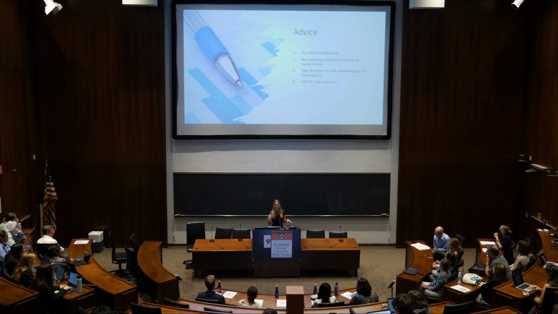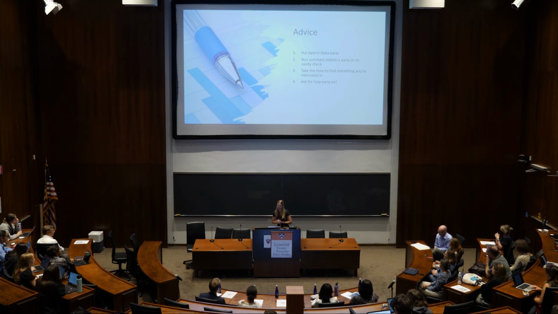Also run your summary statistics early on to sanity check. If you're calculating some of your own metrics like I did for the flood risk level of the different zip codes, it's important to just run these early on to make sure you're catching mistakes early. I caught a mistake somewhat late on, was able to fix it, but I was panicking for a little bit.